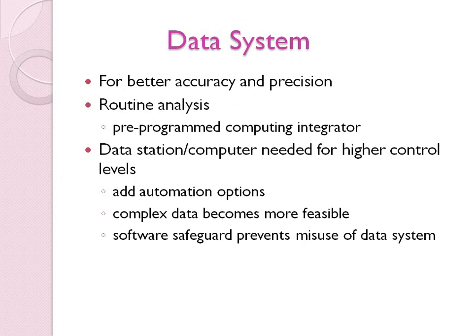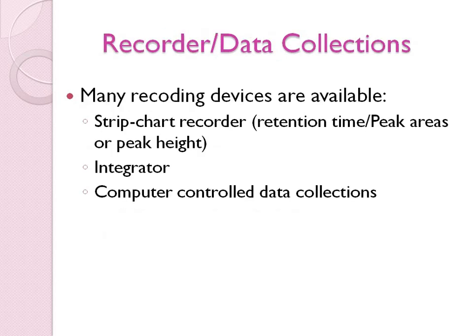Here we have completed all the system detectors, then the data system. So we can obtain our data with better accuracy and precision. A data station such as a computer is required to record the complex data. Then software is there with the help of which we can record the data. Various types of recorders are there, such as a strip chart recorder to record the retention time, peak areas or peak height. Then there is an integrator, and we can analyze our data based on computer-controlled data collection.